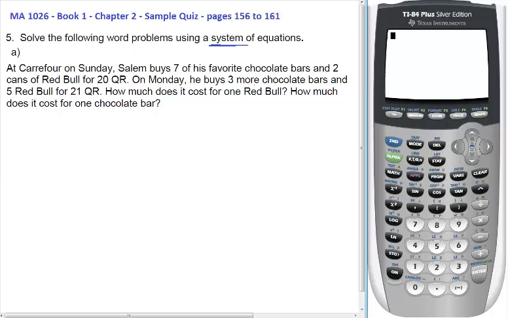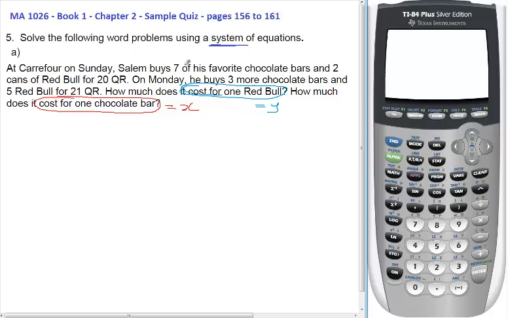So we're going to set this up using some variables. You can choose any variables you want. X and Y are the most common. So let's let the cost for 1 chocolate bar equal X, and we'll say the cost for 1 Red Bull, let's let that equal Y. Now we want to try to set up 2 cost equations.